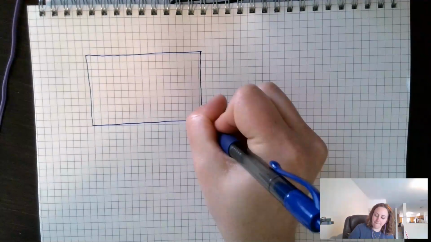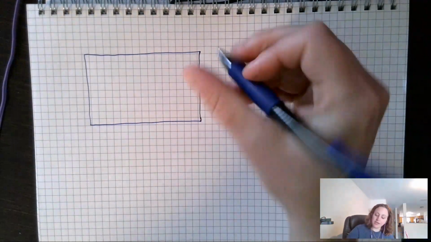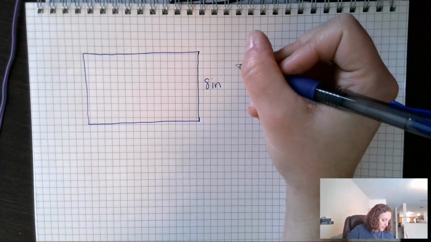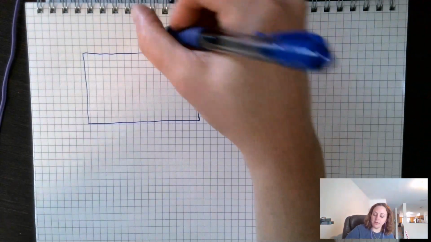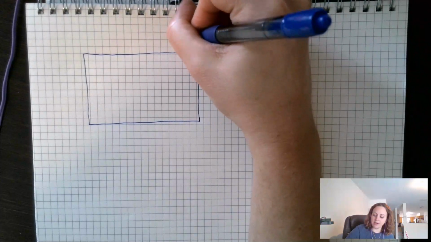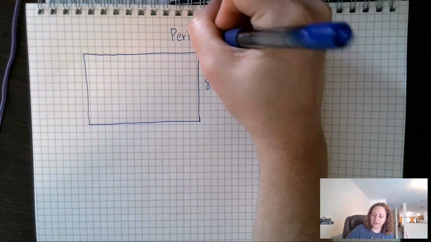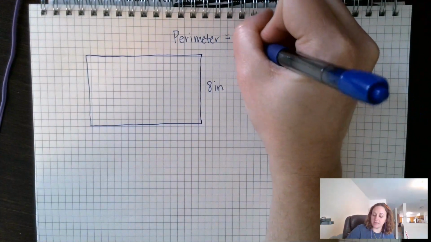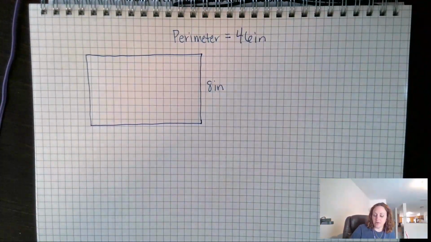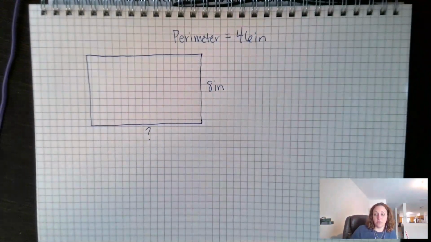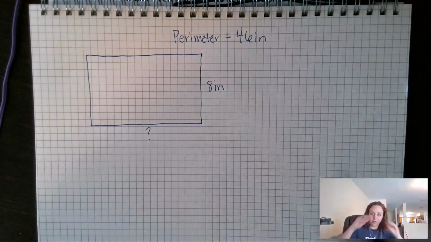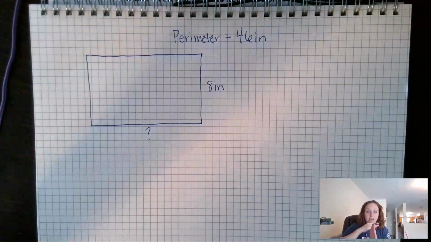Okay, I have a rectangle, and I know that this side is 8 inches, and I know that the perimeter is 46 inches. I want to know, well, what is the length? Okay, well, let's remember perimeter is all the way around, add all the sides.